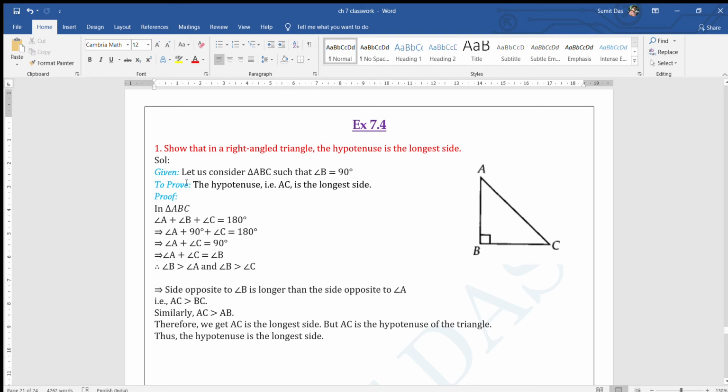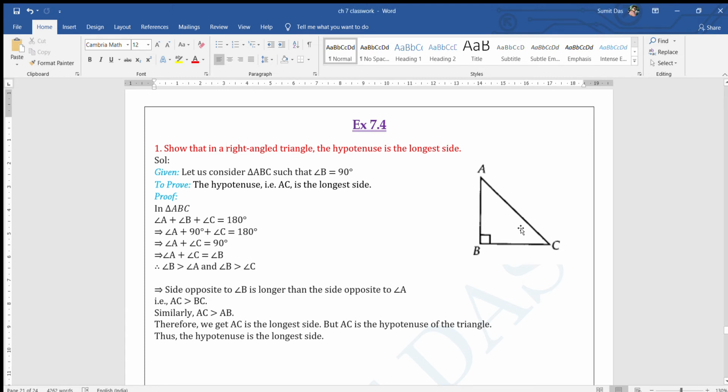So let's start with the given part. Basically we have to prove that in this triangle ABC, AC is the longest side. In the given part we wrote, let us consider triangle ABC such that angle B equals 90 degrees. This angle B is 90 degrees. To prove: the hypotenuse AC is the longest side. That we have to prove. Then the proof, let's start the proof.